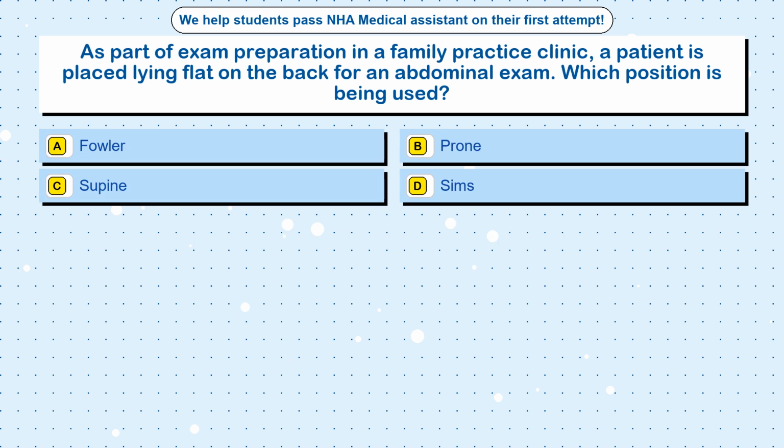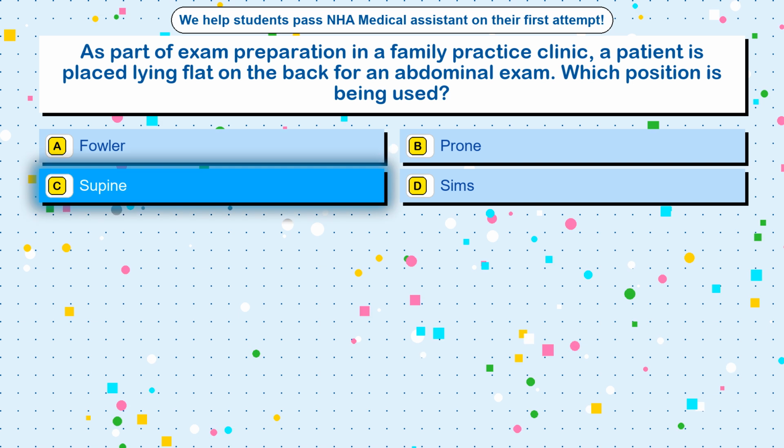Question 57. As part of exam preparation in a family practice clinic, a patient is placed lying flat on the back for an abdominal exam. Which position is being used? Option A. Fowler. Option B. Prone. Option C. Supine. Option D. Sims. The correct answer is option C.